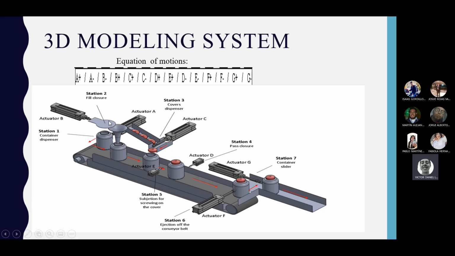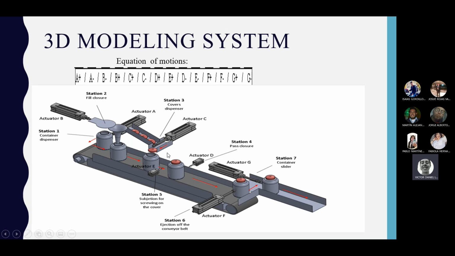We had this actuator A going out and then pushing the container into the conveyor belt. The actuator B gets up and lets the pills get into the container and then goes out. So these pills stop and the container can go to the next station.